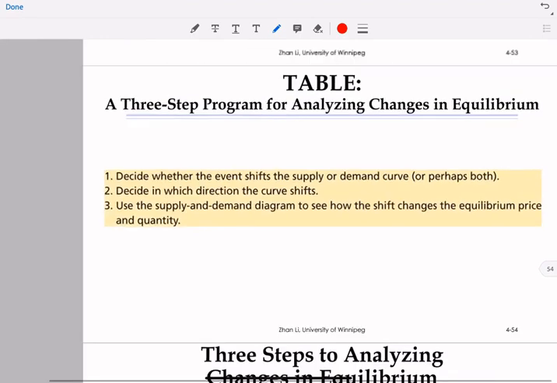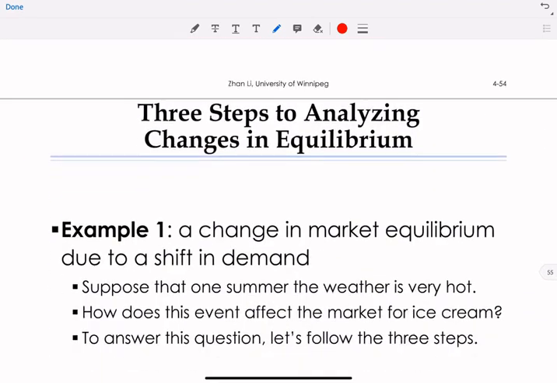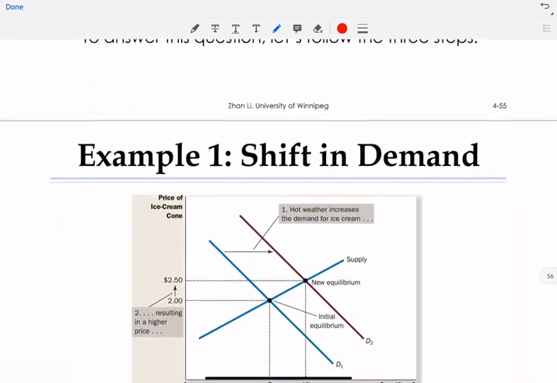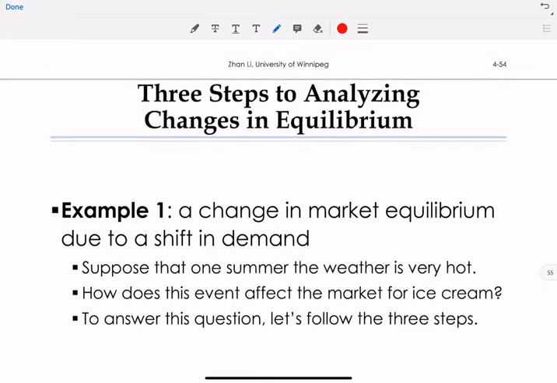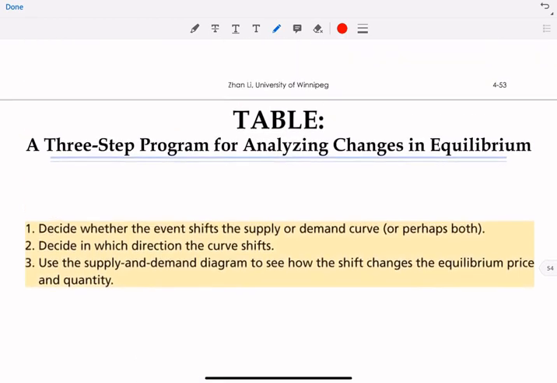Okay, let me see if I have enough time for this. Okay, we could just finish one example.